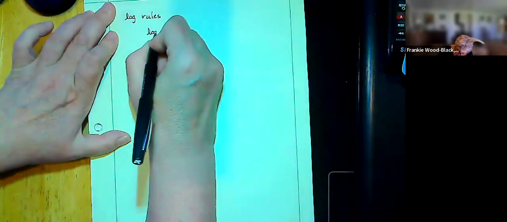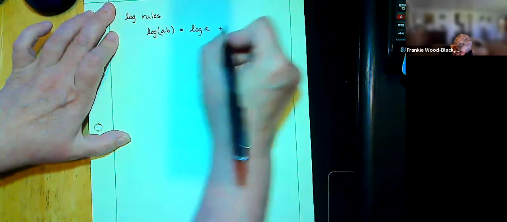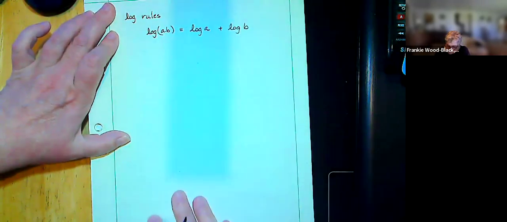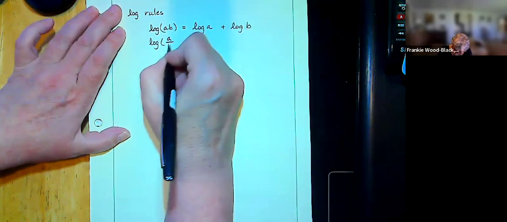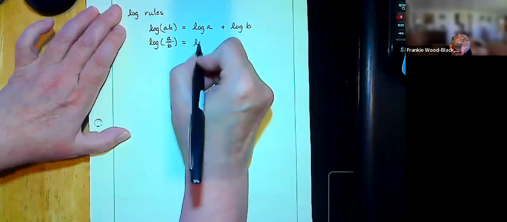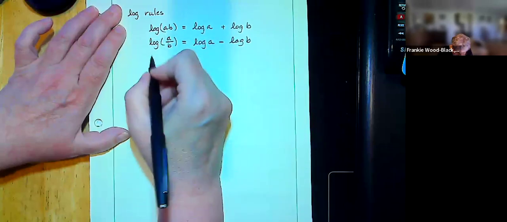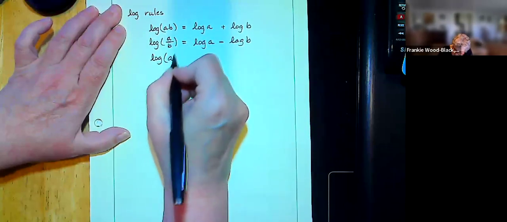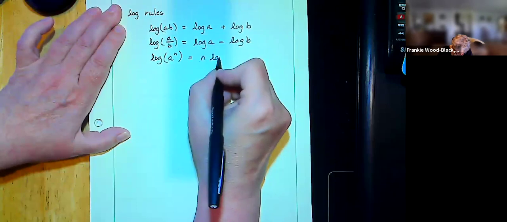Well, if I want to do 5 vacuums, what we've got are some rules. So our log rules are: the log of AB is going to equal the log of A plus the log of B. The log of A divided by B is equal to the log of A minus the log of B. And the log of A to the N is going to equal N log A.